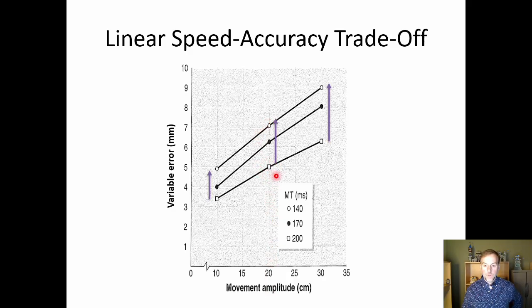If you have to move in 200 milliseconds, this is the size of your variable error. It's 5 millimeters. Now, if we ask you to move faster and faster, so now at 140 milliseconds, remember that hopefully we came to the same conclusion that that's harder, and you can see what happened as variable error has increased. And we see the same pattern whether it's at 10 centimeters or 30 centimeters. So hopefully the first dependent variable here makes sense, changing the goal movement time and how that affects your variable error.